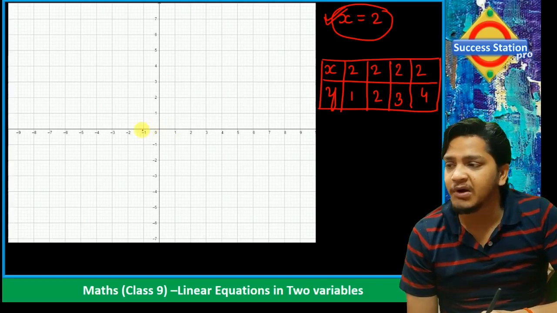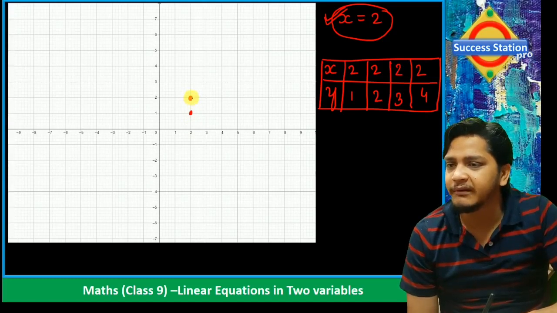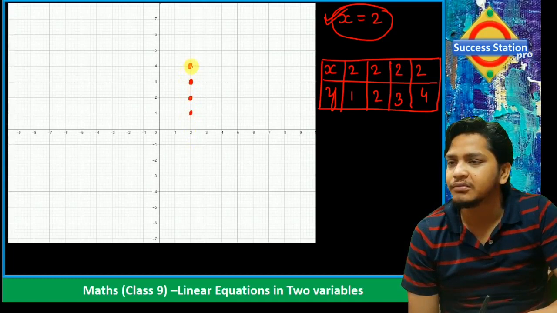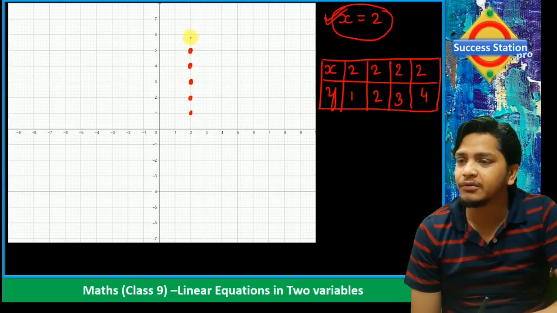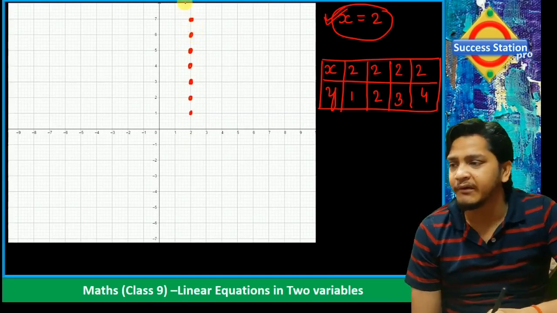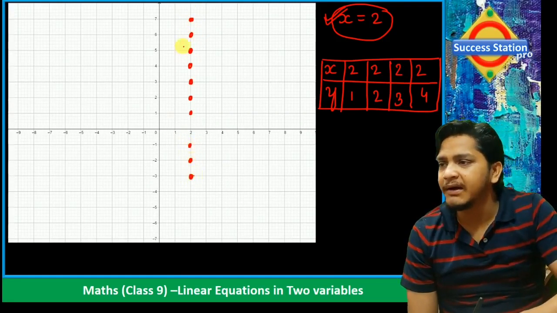So chalo, let's plot it. x equal to 2, y equal to 1. x equal to 2, y equal to 2. x equal to 2, y equal to 3. Right? x equal to 2, y equal to 4. We'll keep on going like this forever. Here also x equal to 2, y equal to -1, -2. So what are we getting?